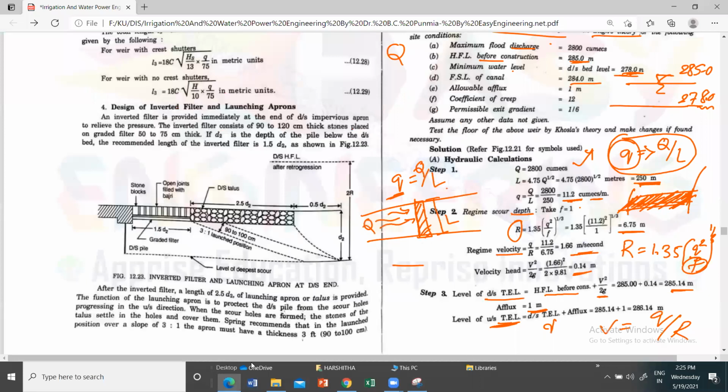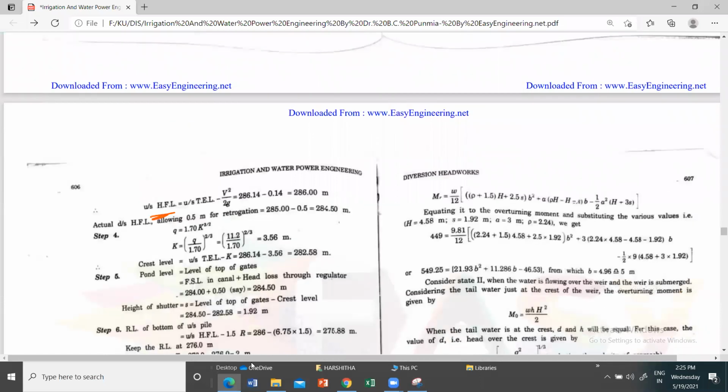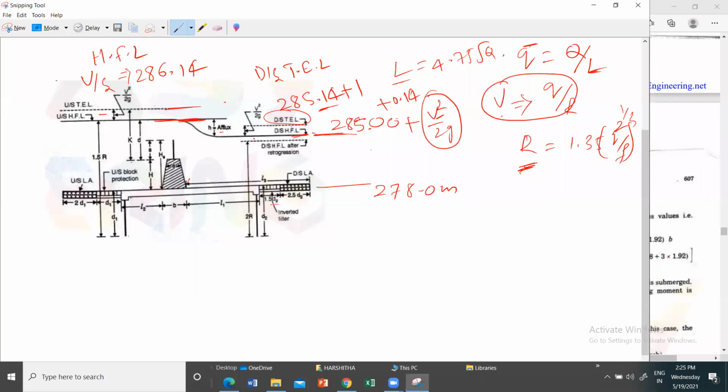After that we need to calculate the upstream side high flood level. The upstream side high flood level will be equal to the upstream side total energy line minus V square by 2g. Once we get these levels, we need to calculate this level. So like that we need to calculate all these levels.